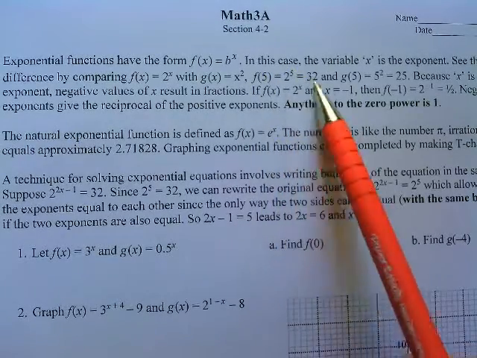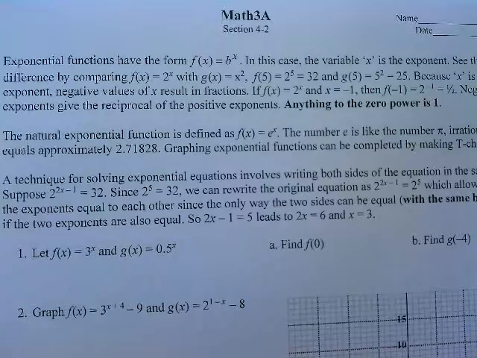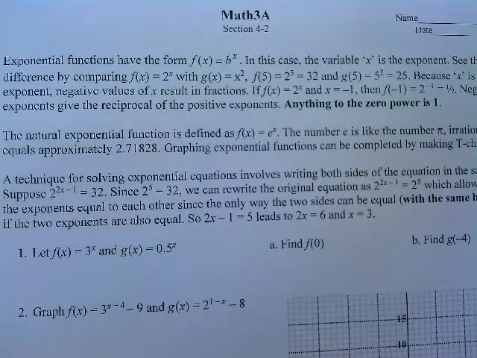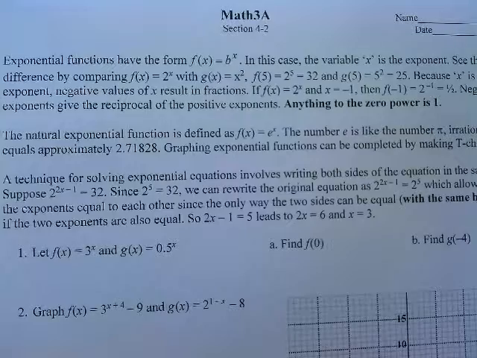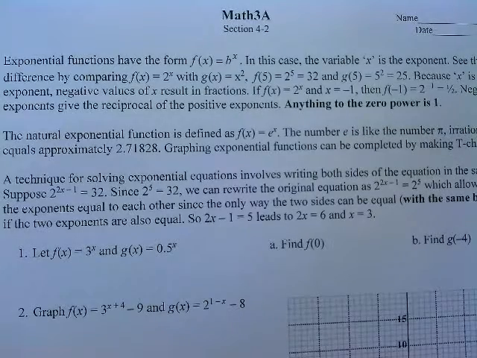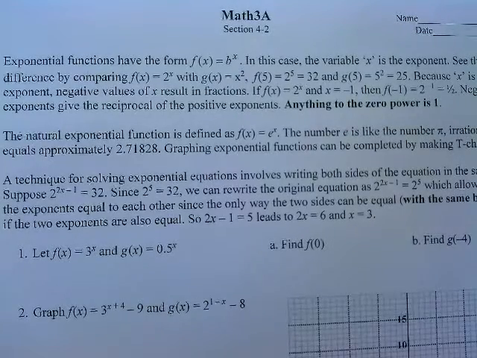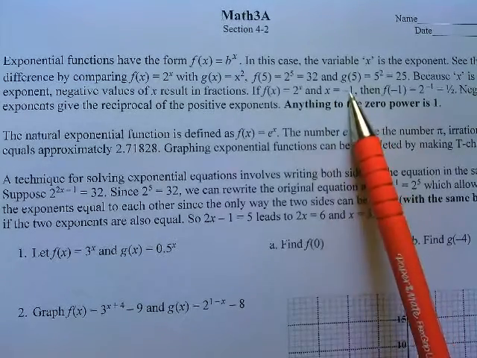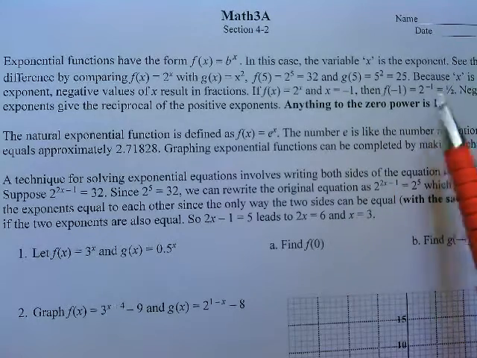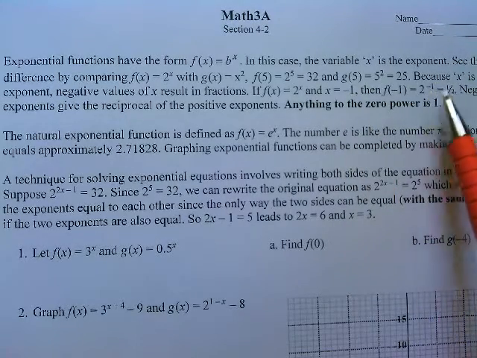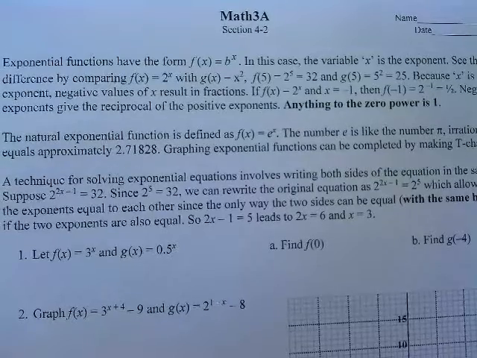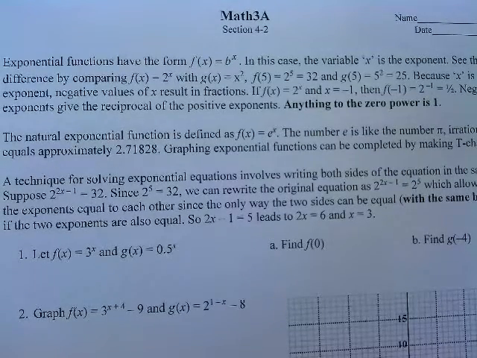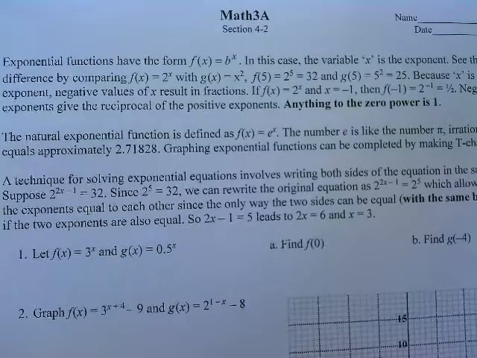F of 5, 2 to the 5th, gives us 32. G of 5, 5 squared, gives us 25. Because x is an exponent, negative values of x result in fractions. Remember that when x equals -1, as an exponent, that's the same as saying 1 over, so 2 to the -1 is 1/2. Anything to the 0 power is 1.